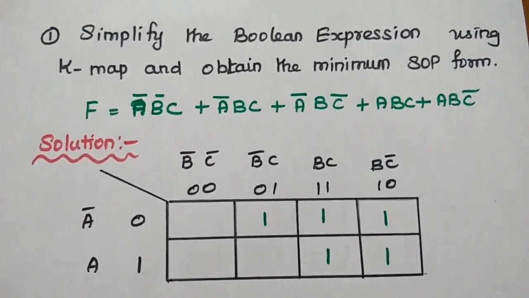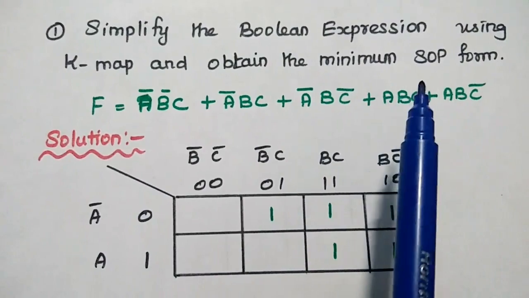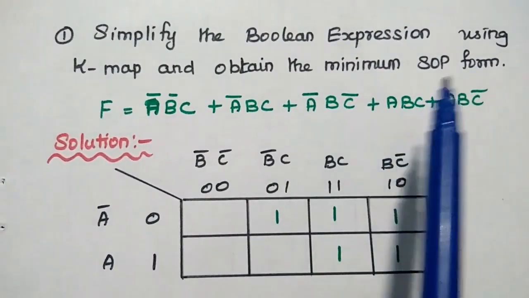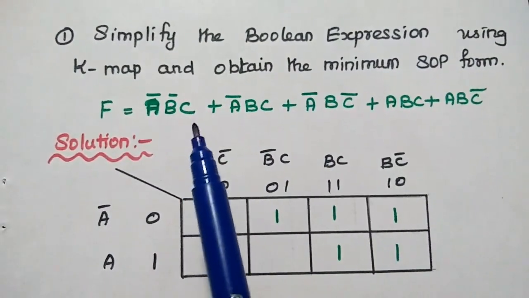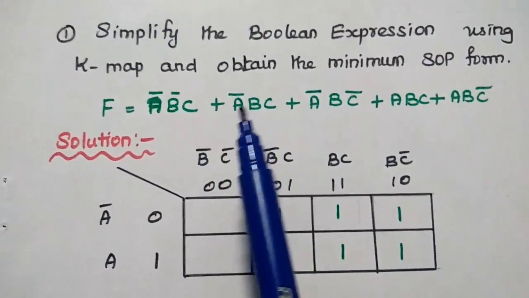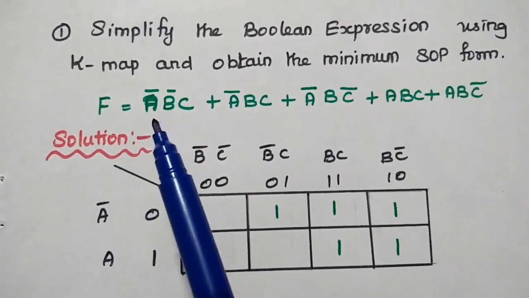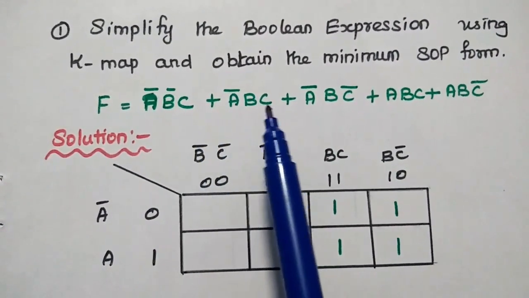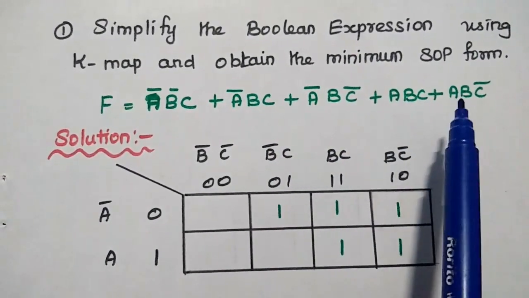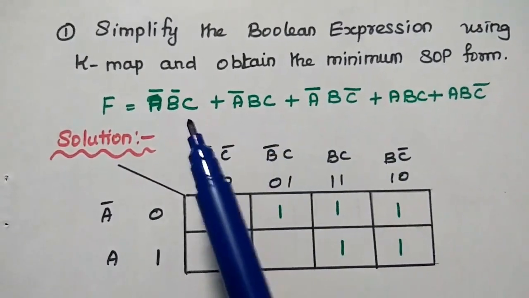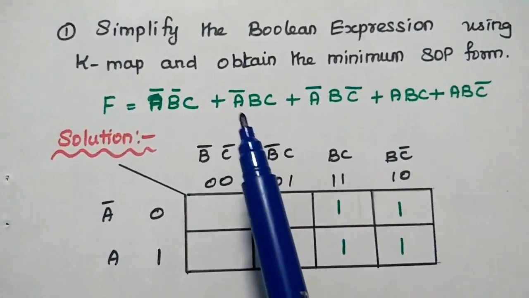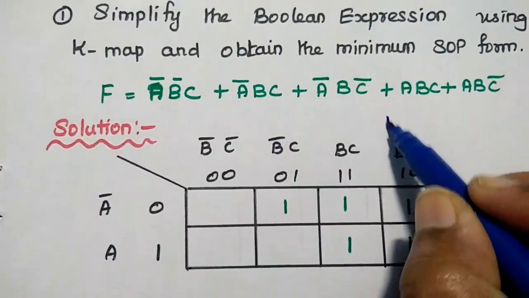The first problem is to simplify the Boolean expression using K Map and obtain the minimum SOP form. So here it is the SOP, that is sum of products. We are going to use minterms. The function f is equal to a bar b bar c plus a bar b c plus a bar b c bar plus a b c plus a b c bar. So here only three variables are used, a, b, c. So here n is equal to 3.